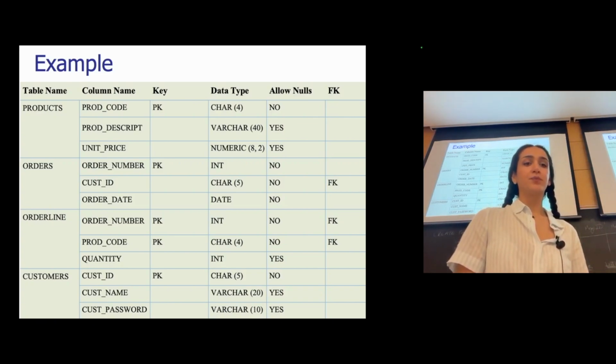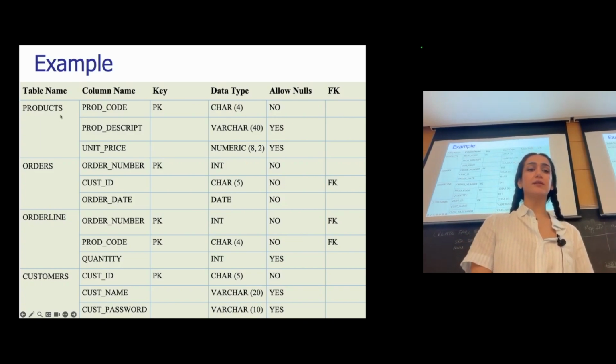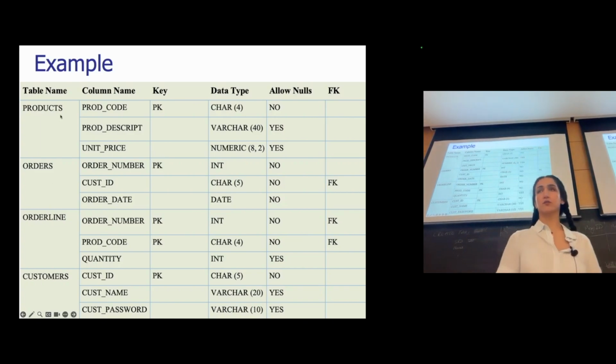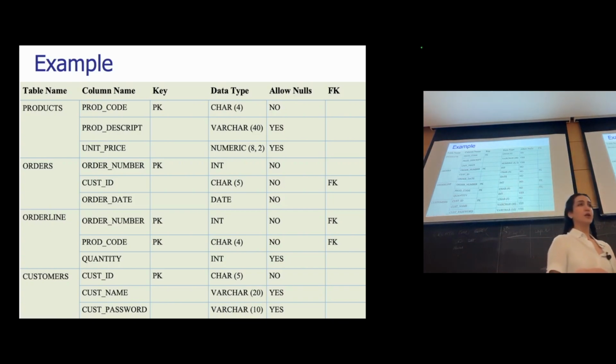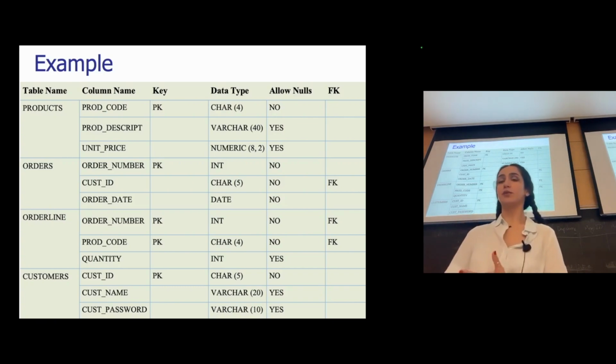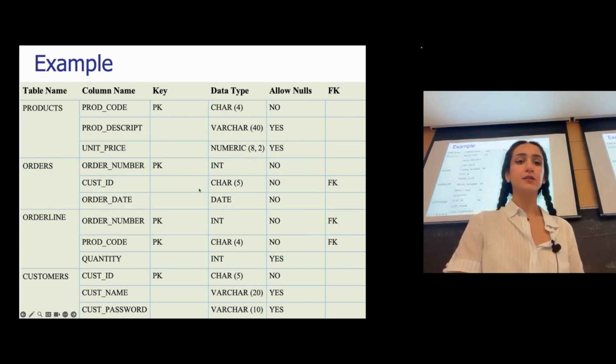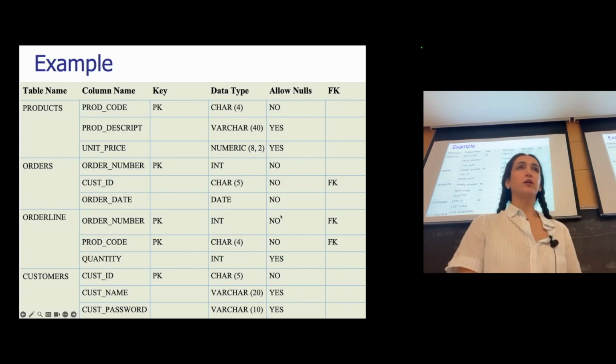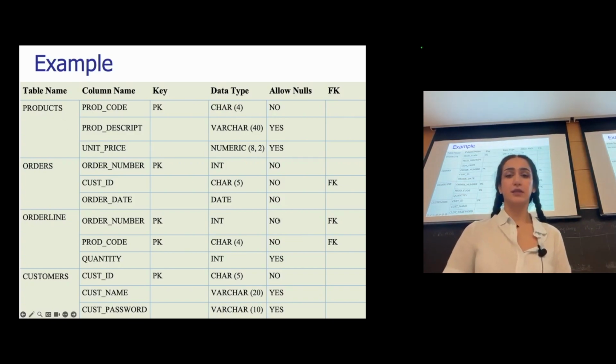For example, you have these tables, let's say product, orders, order line, customers, and then it defines what are the columns in each table, or what is the data type of each column. Do we want to allow nulls or not? For example, which columns are primary keys, foreign keys, and so on. So these are what you define in your schema.